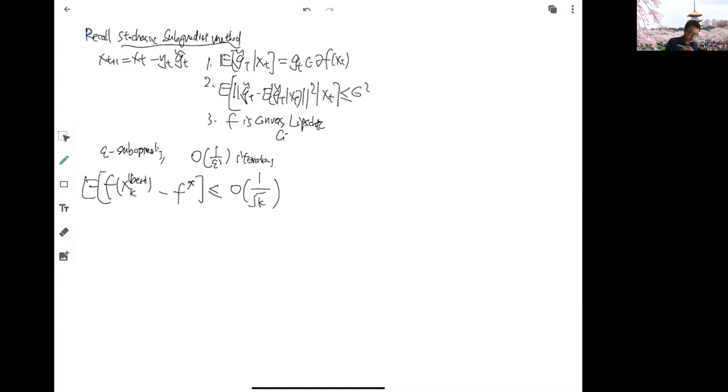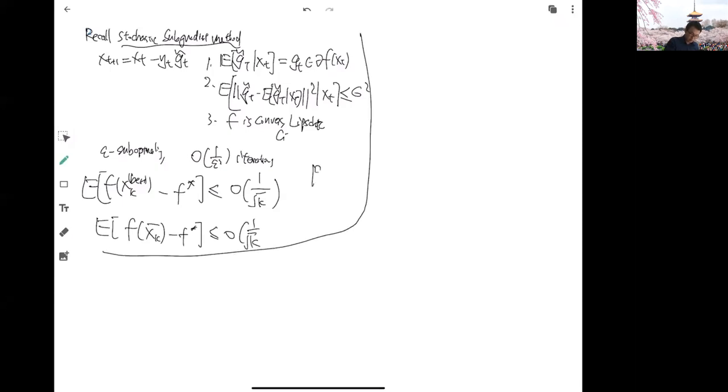after k iterations. Moreover, remember that we've applied the definition of convexity and showed that you can actually average things out. And for the average version of the output, we can show that the expectation of f of x_k bar minus f star satisfies the same bound. So all these are from the lecture on subgradient, stochastic subgradient method.